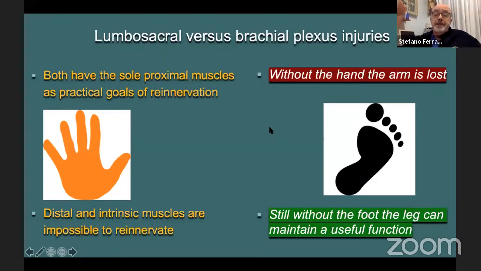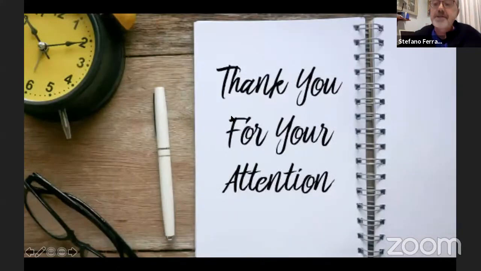So I remind you of the importance of the foot, of course, but it has nothing to do with the brachial plexus. They share with the brachial plexus the possibility to reinnervate only the proximal muscles, and this is a common finding in brachial and lumbosacral plexus. But the big difference is that the noble part of the arm is the hand, and the foot is not the noble part of the lumbosacral plexus, because with an arthrodesis, still with no motion of the foot, you can go on with an almost normal life. So thank you very much for your attention.